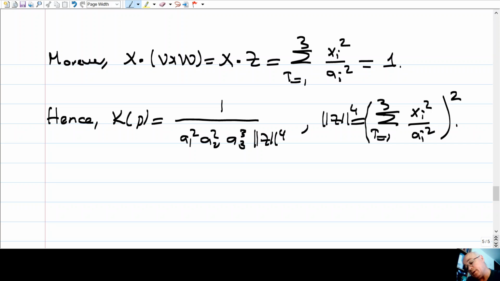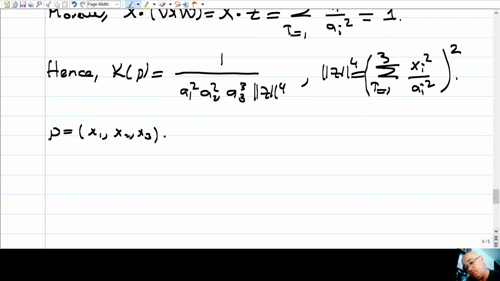All right. Here P of course has coordinates. Let's say P, suppose it is this point x1, x2, x3. So whenever you plug these numbers here, you compute this, and then you compute the Gaussian curvature. Now we have a final remark.